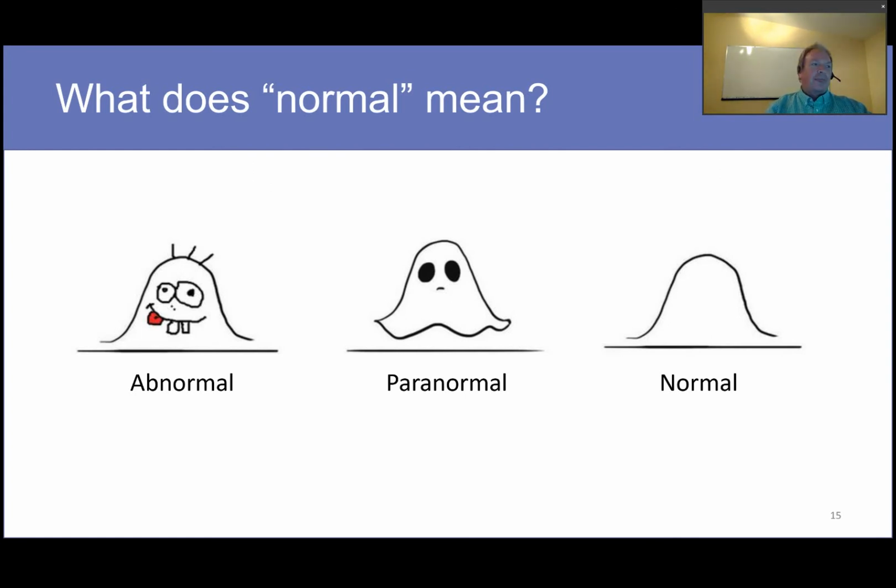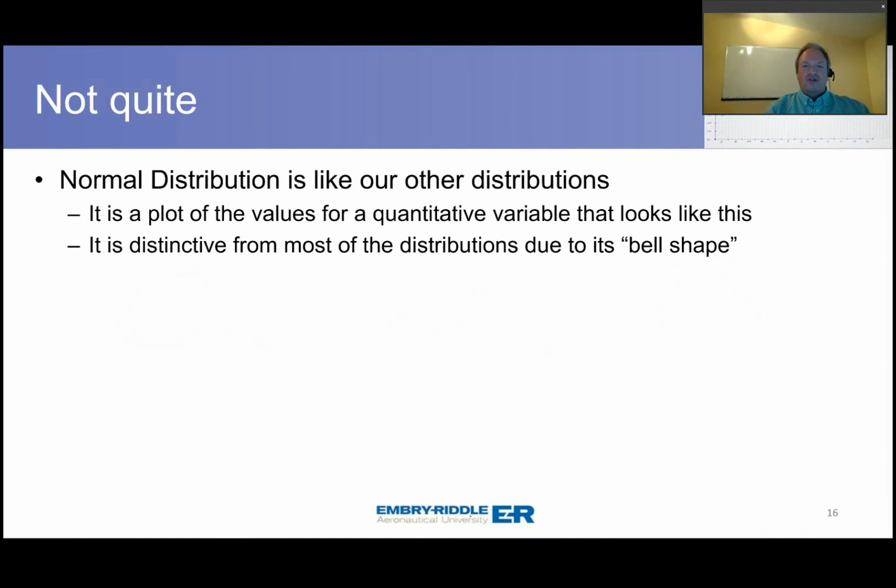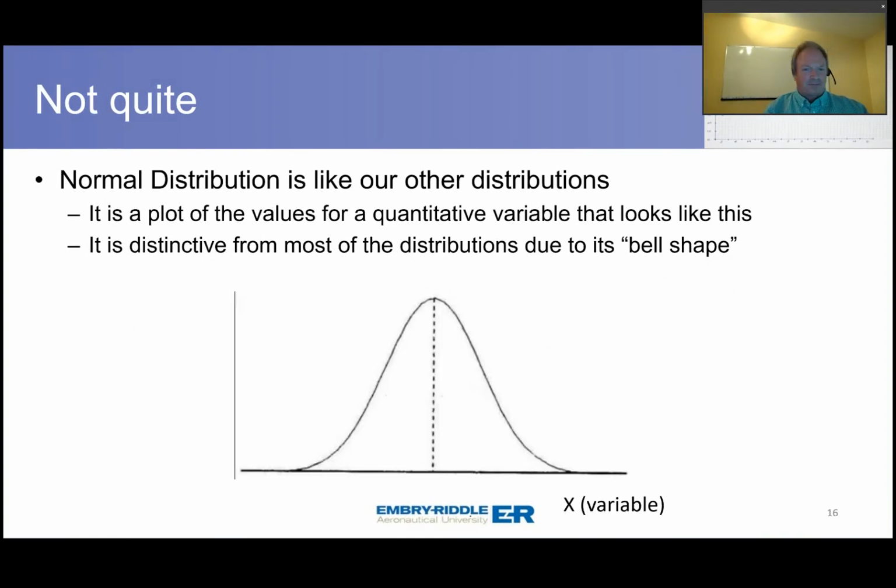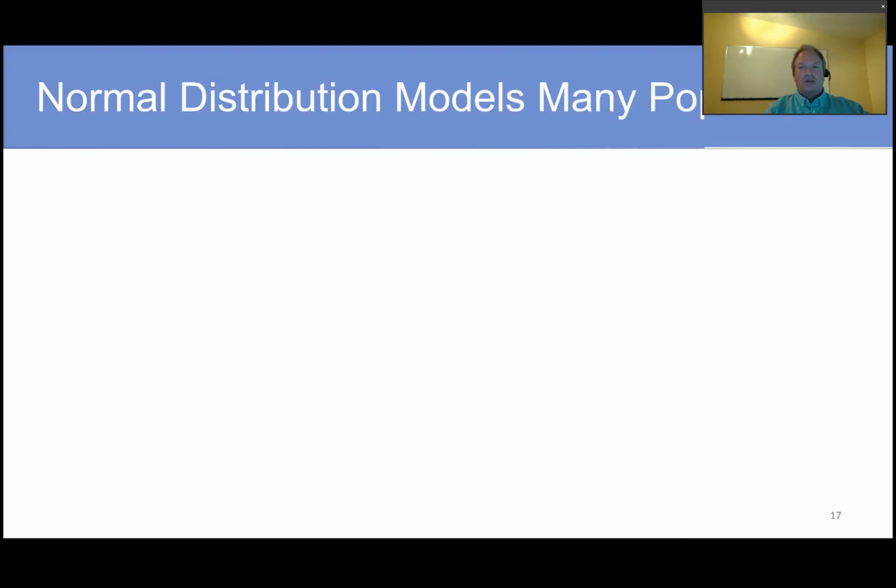Okay, so the normal distribution is a lot like other distributions. It has this bell-shaped curve. It's unimodal, it's symmetric. The mean is equal to the median. So we know how to describe it really well. And of course, we use the standard deviation, which is what we're going to use. And the normal distribution models a lot of different populations.